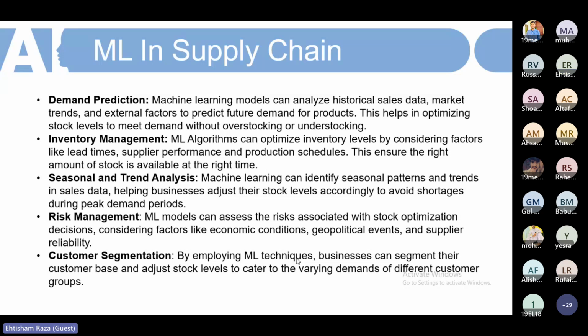Risk management. ML models can assess the risks associated with stock optimization decisions, considering factors like economic conditions, geopolitical events, and supply reliability. Obviously, with stock optimization, you're not sure how much stock to keep. If my warehouse is in an area where I can have an issue of flood or excess rain, it can damage my stocks in my warehouse.